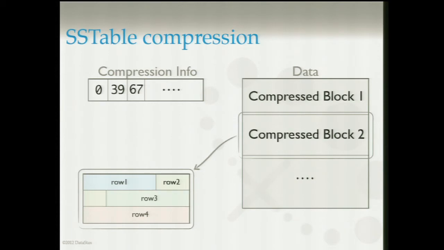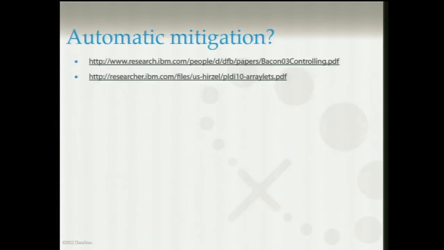So this compression info is another big array that we were allocating, so we needed to break that up into smaller arrays. Now, there's been some research done into dealing with large arrays automatically, primarily by IBM. They actually have a real-time JVM that does this automatically.